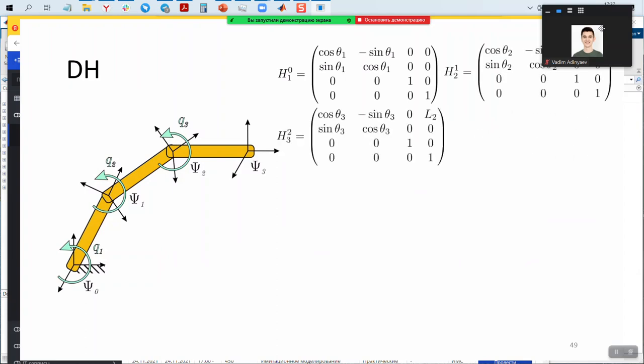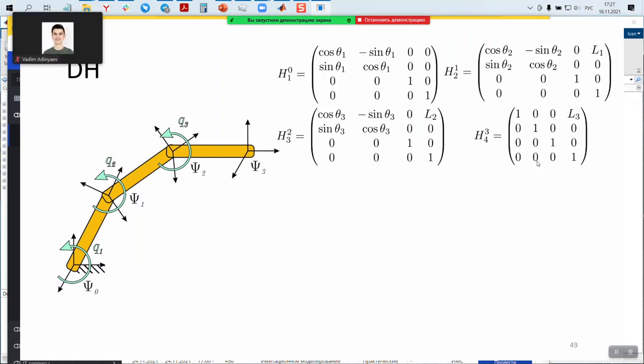And here you can see homogeneous transformation matrices for all of the links if you consider the planar case. You can see that it is a rotation matrix around the z axis, right? So this is also the same. This is the vector of position. For the first link it's 0, 0, 0. For the second link it's L1, 0, 0. For the third one it's L2, 0, 0. But expressed not in the world frame, but in the frame of the previous link.